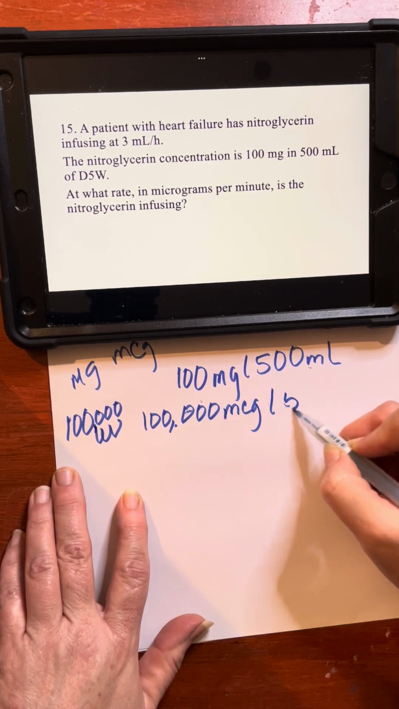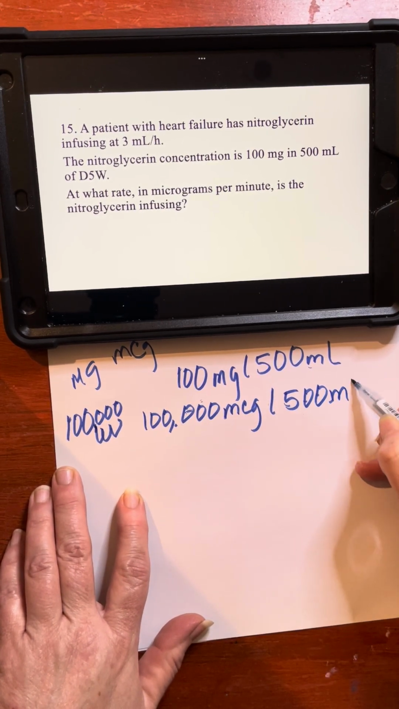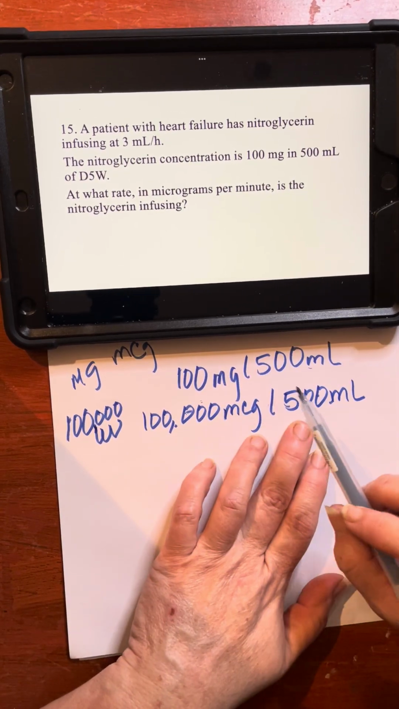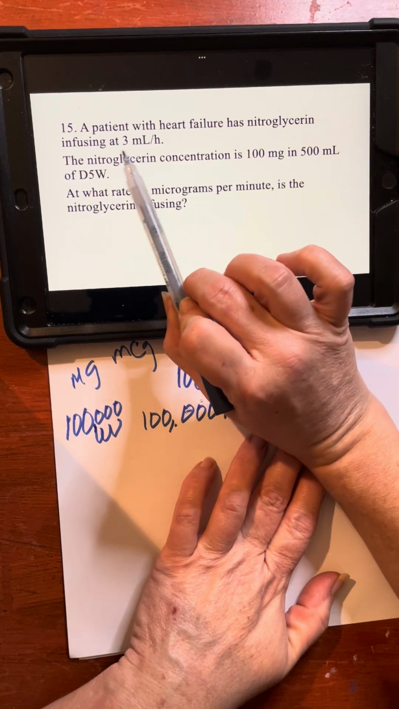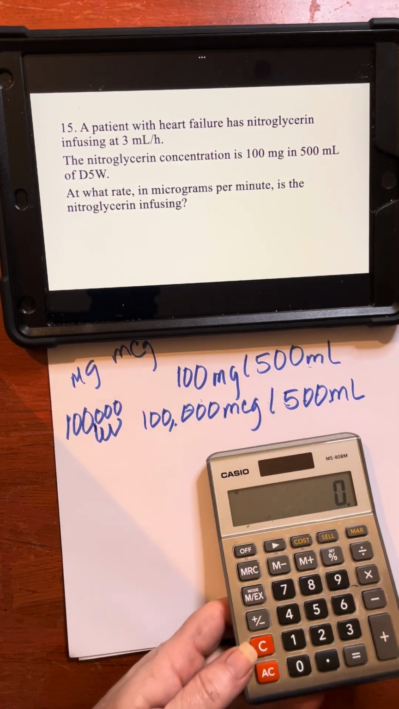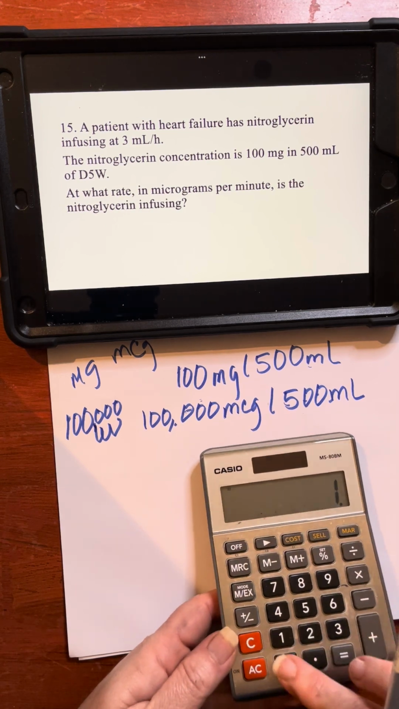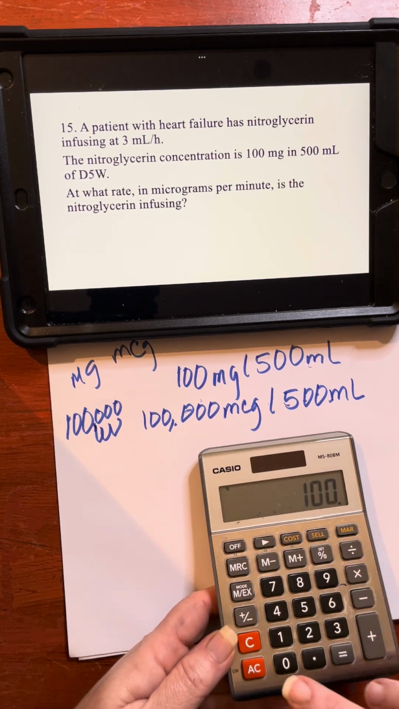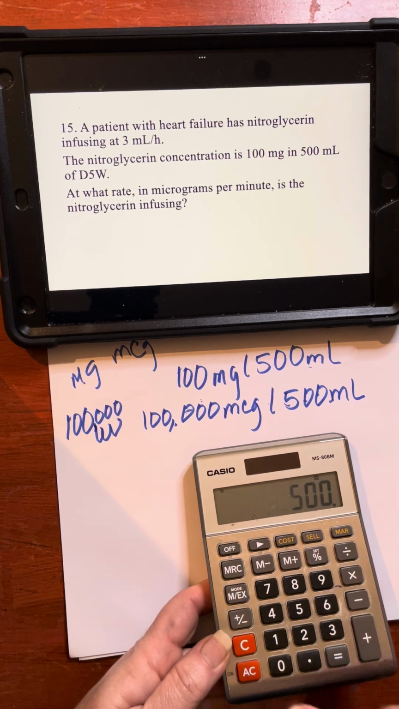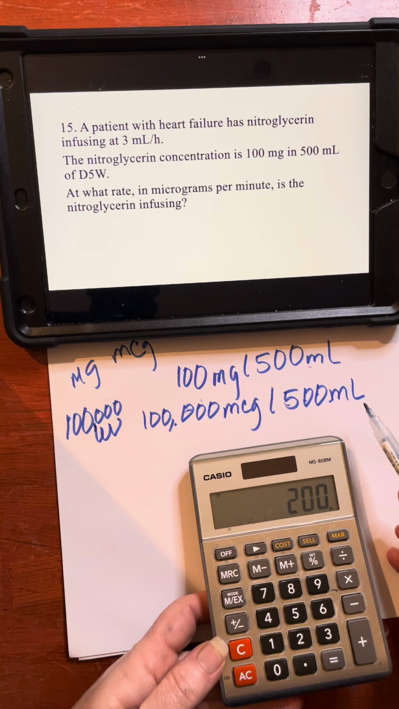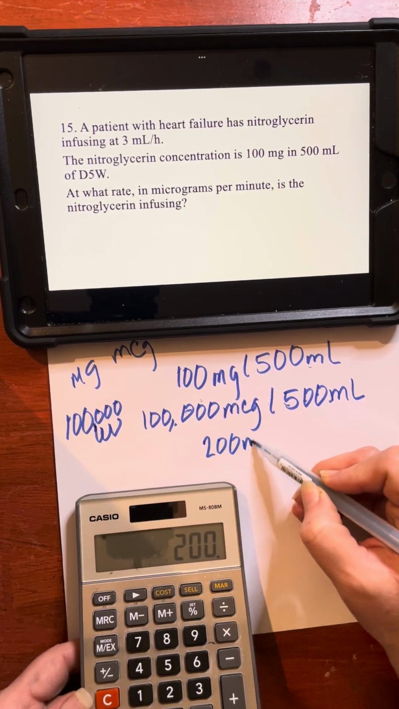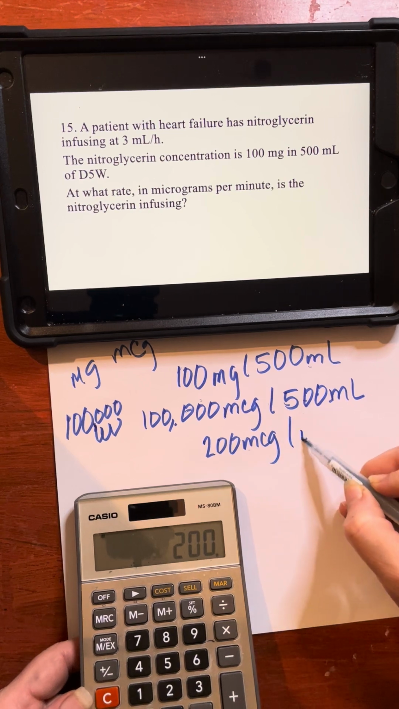micrograms per 500 mLs. But I want to know how many micrograms are in 1 mL, so that I can tell you how many is in there when it's going at 3 mLs. To do that, we're going to take 100,000, there's 100, 1, 2, 3, and divide it by the total volume. And so it is 200 micrograms per mL.